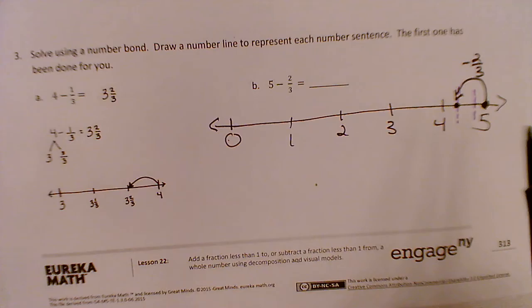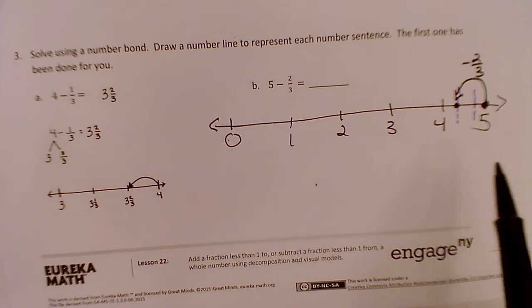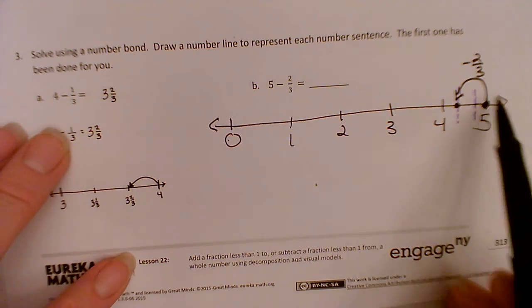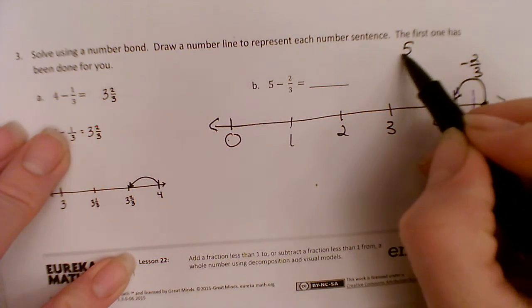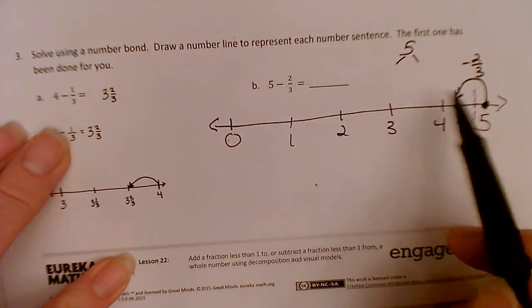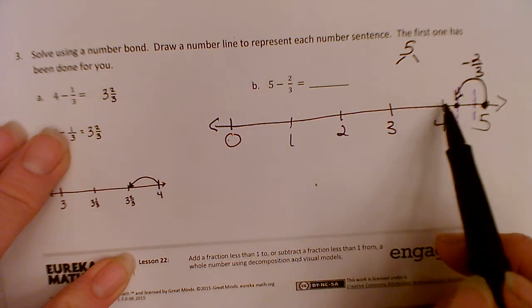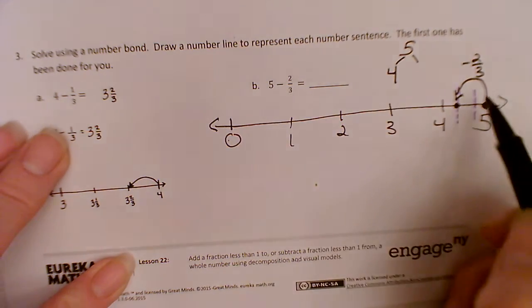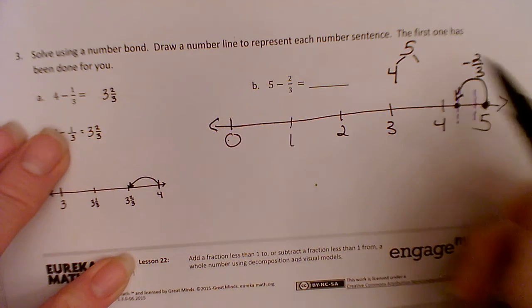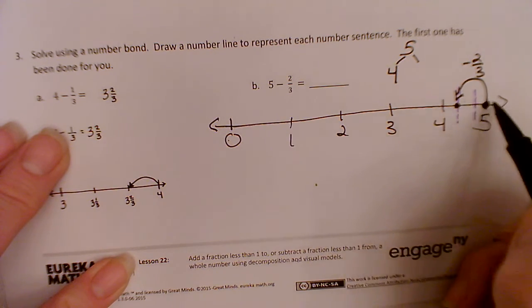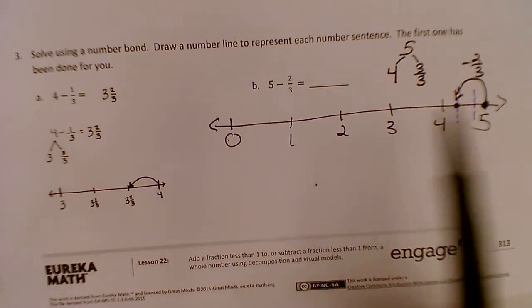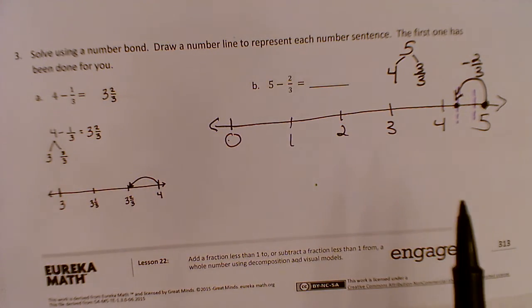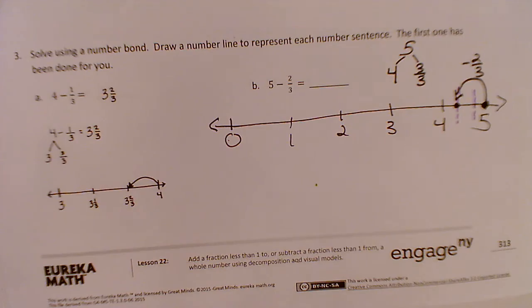So another way, well, let's do the number bond since we have all this. What you can see is that we started with 5 wholes. So I'm going to draw that right here. And then what we did was we left 4 of them alone, but we took this last one and we turned it into 3/3. So that's a nice way to show the number bond and what we're doing.